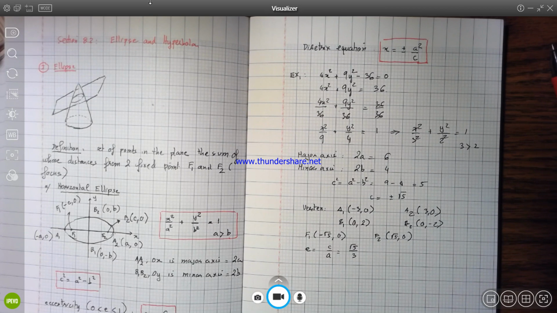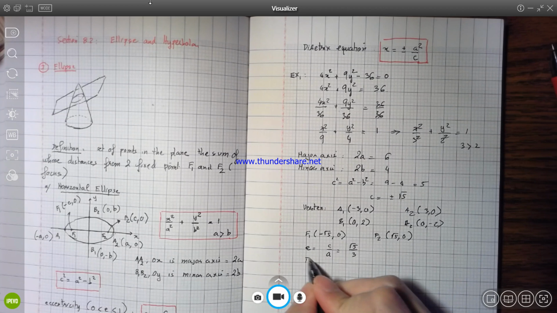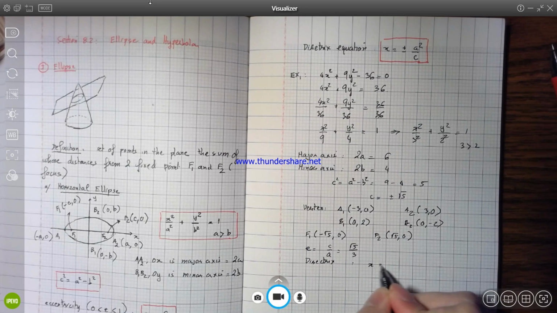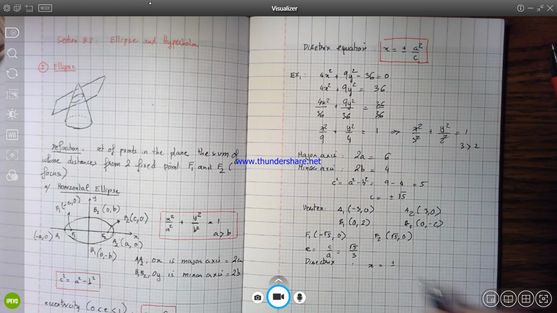And we can also find the directrix. The directrix will be x equals plus or minus a squared over c, so in this case 9 over square root of 5, plus or minus.